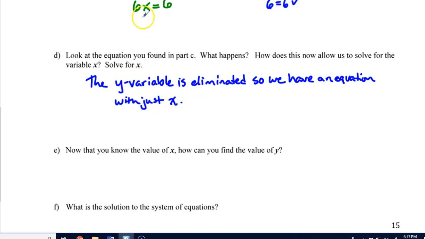So now I'm going to solve that equation for x. 6x equals 6. That's an easy solve, right? X has got to be a 1.